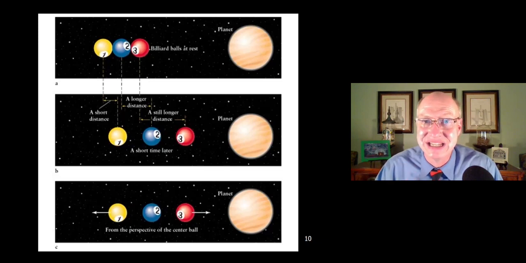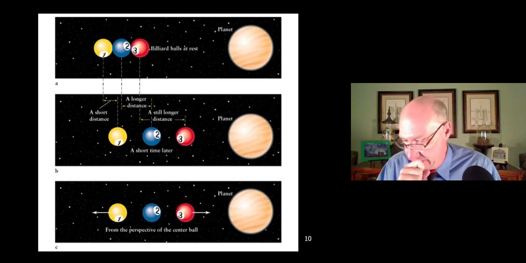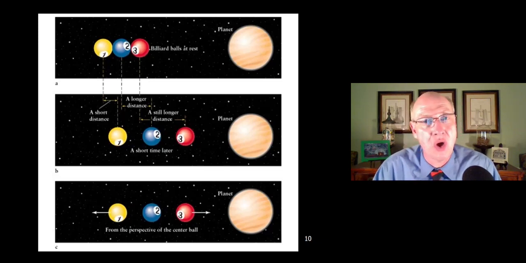And it's that distance that causes tides. And that distance causes tides because the further away something is, the weaker the force of gravity. So let me give you an example of this. Let's imagine that we have a planet, and for some reason I've stacked 3 billiard balls next to the planet.